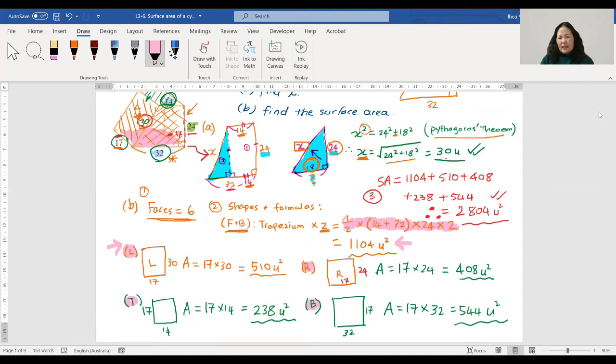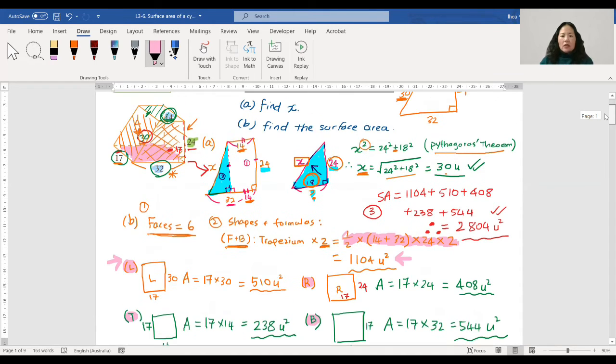Is that okay, Emily? Yeah. The only thing was that we had an unknown, isn't it? So we have to find the x first. To find the x, we have to use Pythagoras. That was the tricky part. Okay, so this will be one of the challenge questions in the exam.